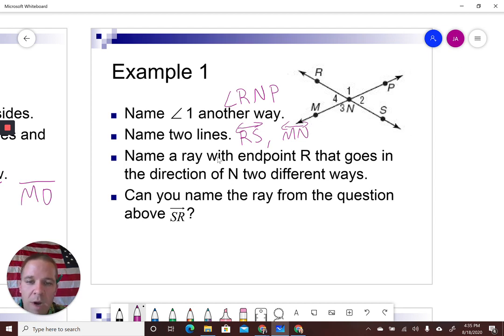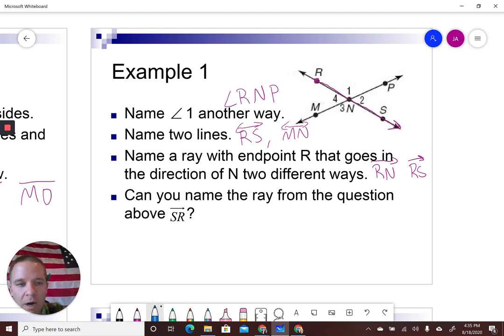And it says name a ray with an endpoint R that goes in the direction of N 2 different ways. Okay, we talked about this a little bit. So we're talking about this ray here, R something. So I could use RN, as that's a point that's on the ray. There we go, put our ray symbol on there. Or I could say RS. Beautiful. Fantastic.